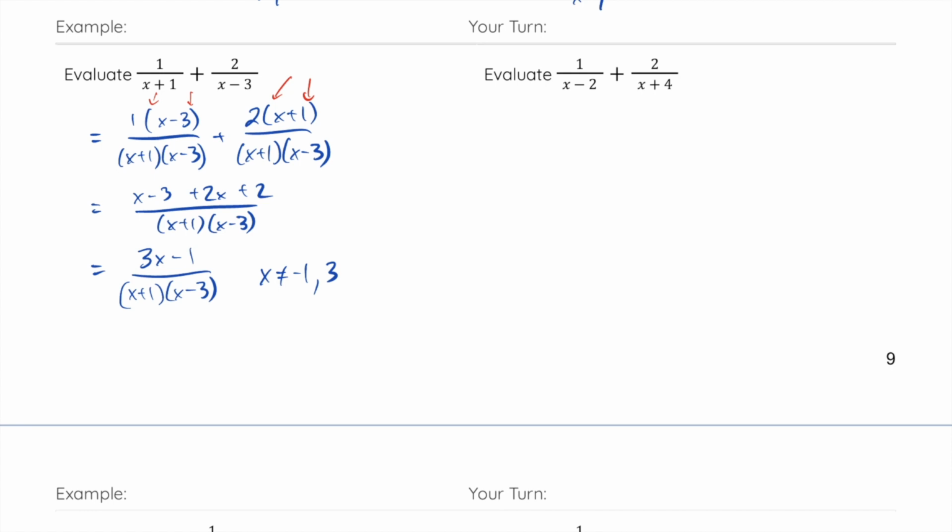We could expand the brackets in the denominator or leave them there. Both of those are simplified. So pause the video and try the one on the right.